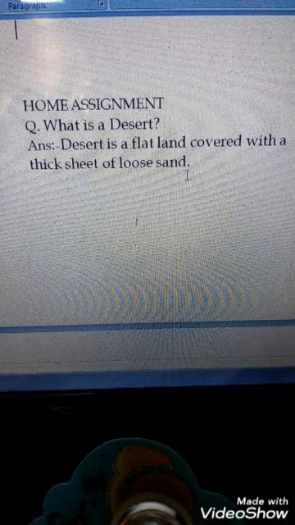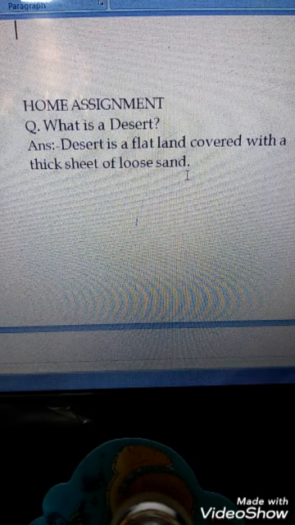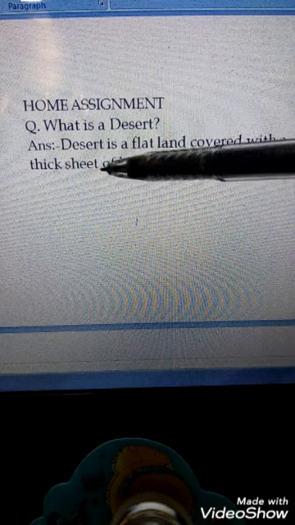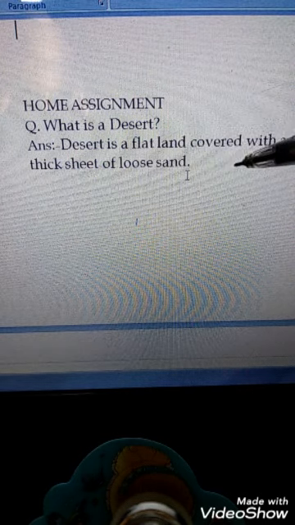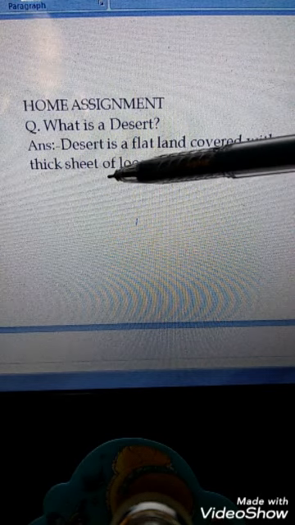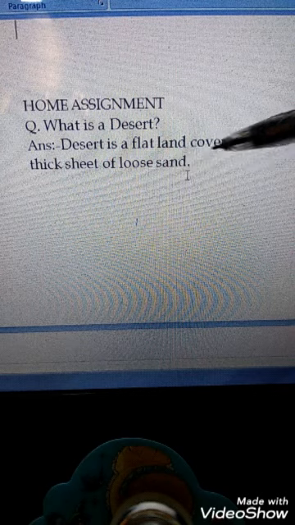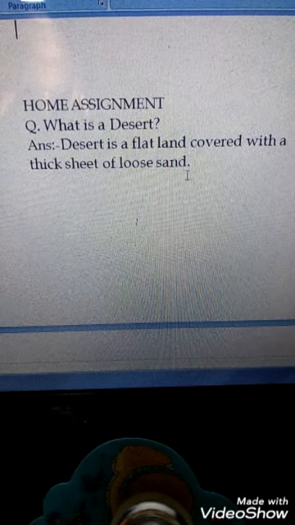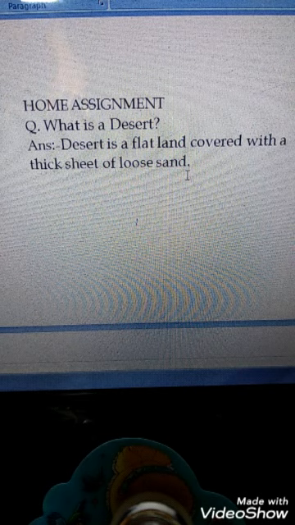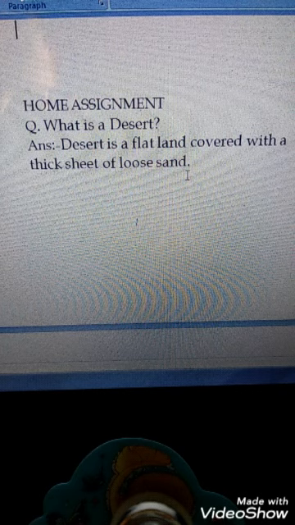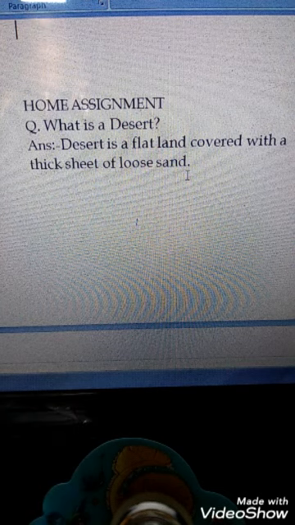Before discussion of our topic, let us discuss the assignment that I gave in my last class. The assignment was, what is a desert? So answer it. A desert is a flat land covered with a thick sheet of loose sand. So it is a landmass which is covered with a thick sheet of loose sand. A desert is an area of land almost waterless and treeless. Okay. So the soil here is almost sandy, isn't it?